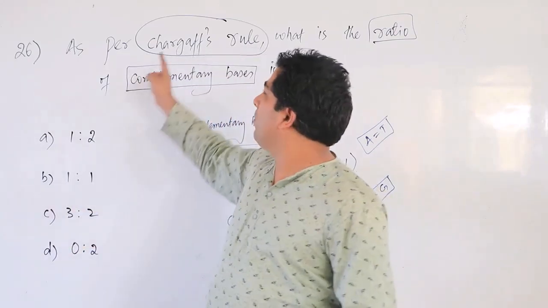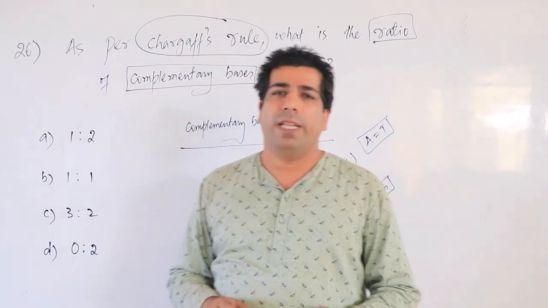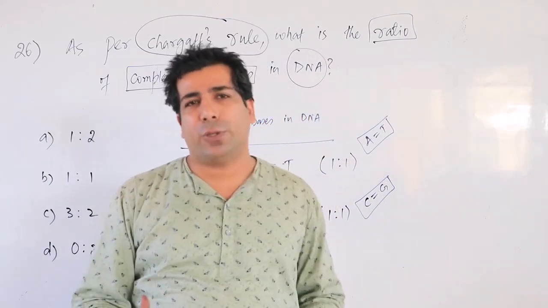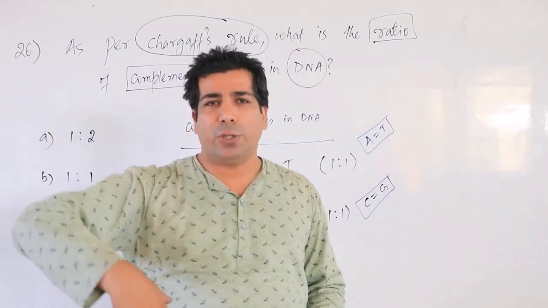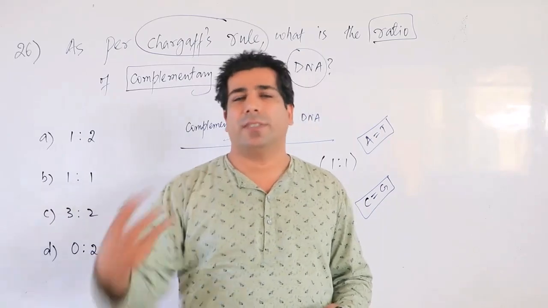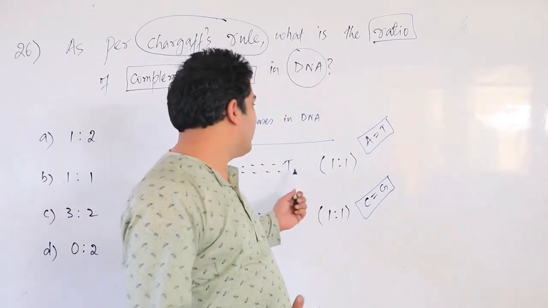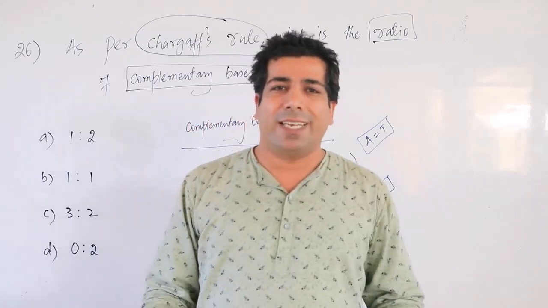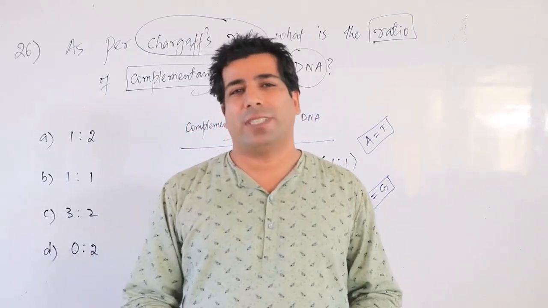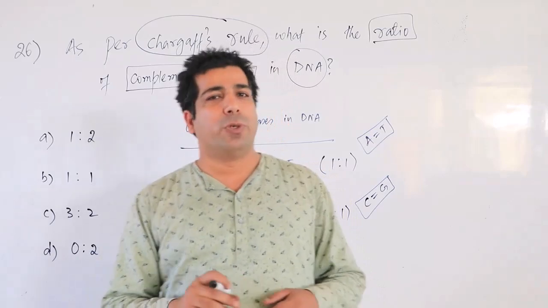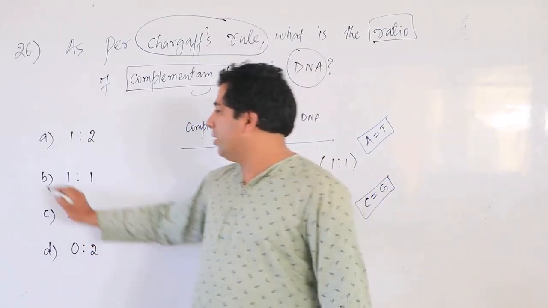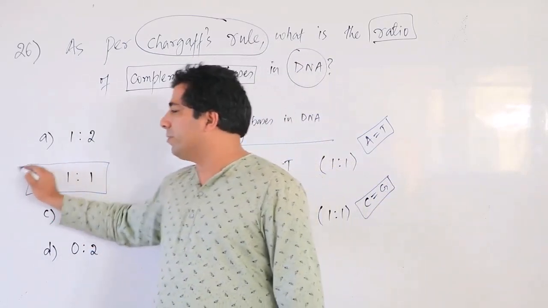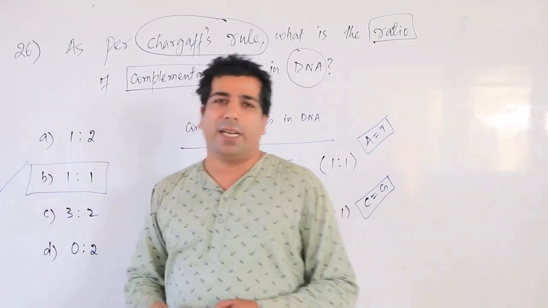Yes, this rule can be violated only when there is a mutation of a particular nitrogenous base. If one nitrogenous base is converted into another, let's suppose thymine gets converted into uracil through mutation, then that 1:1 ratio will be lost. That will be lost only through the mutation process. In general, the ratio between complementary bases will be 1:1. That is the answer for your question.